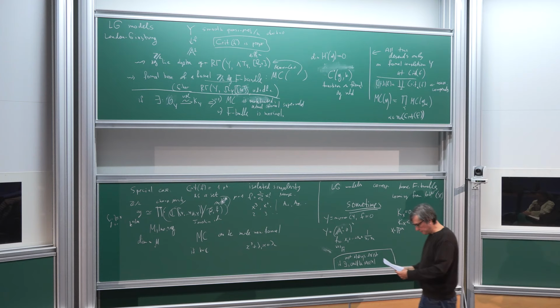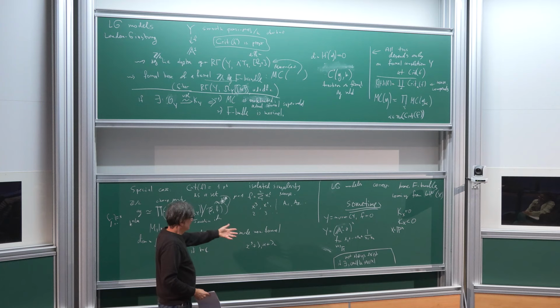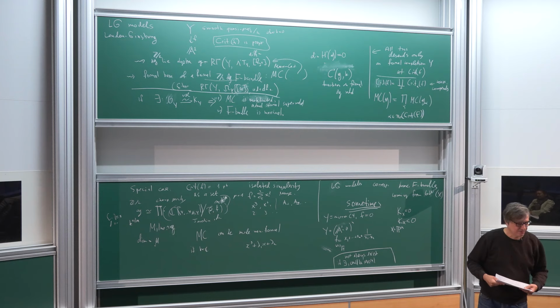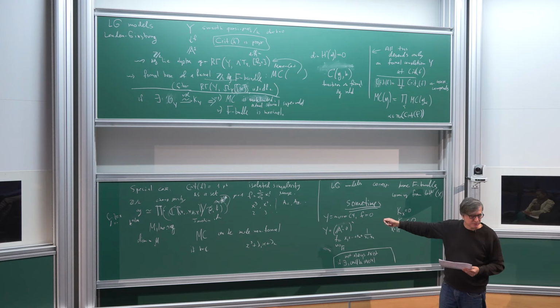So it looks like a dramatic example of how we can try to think about F bundles, but it's not universal. And all my lecture today tries to draw some ideas from this model.